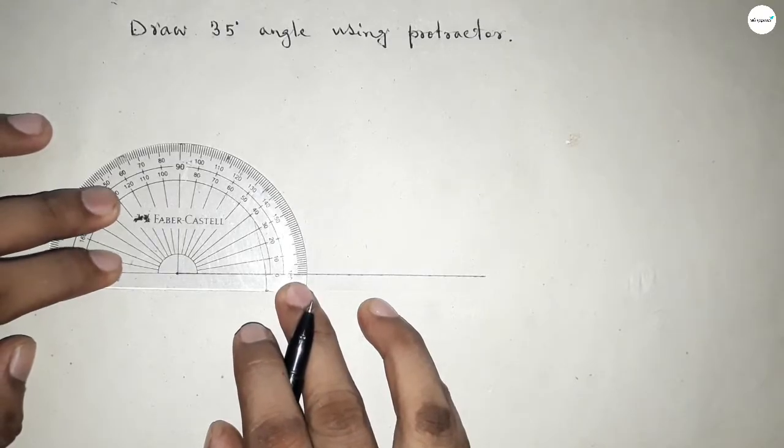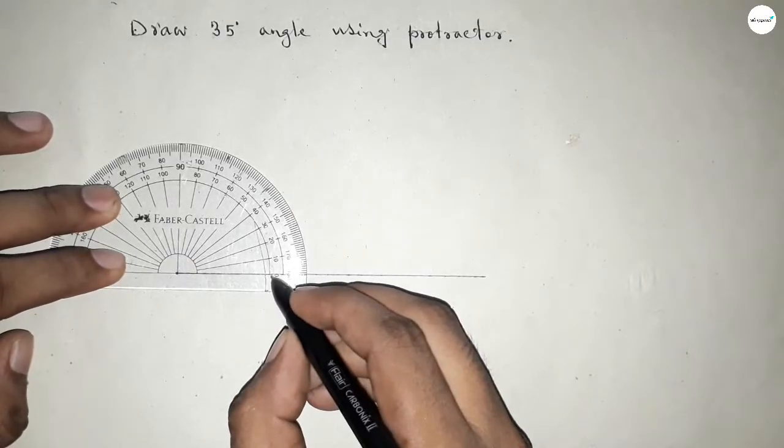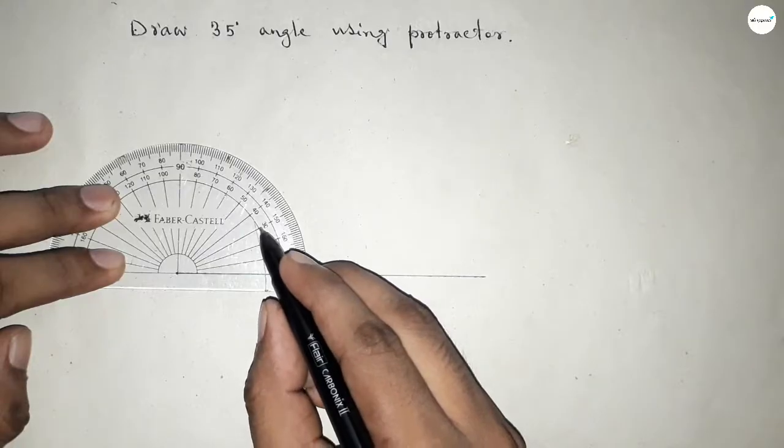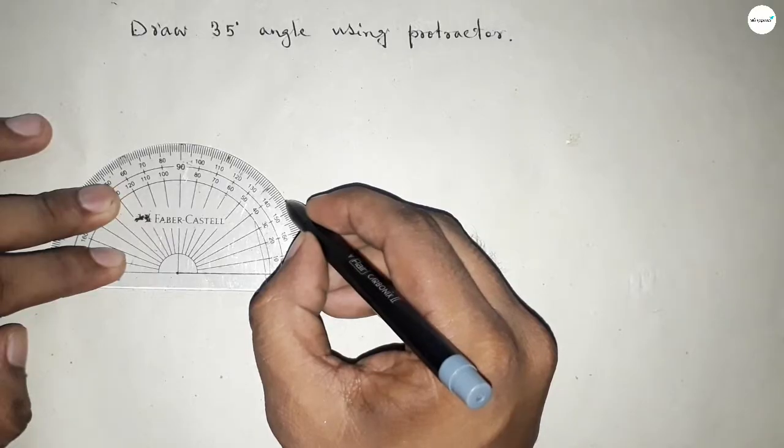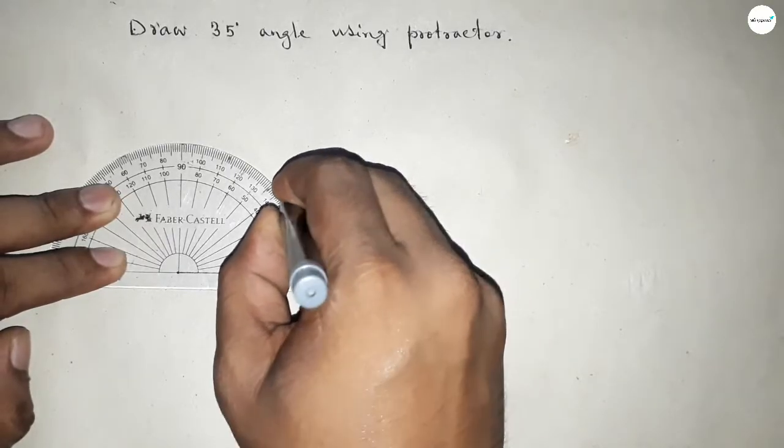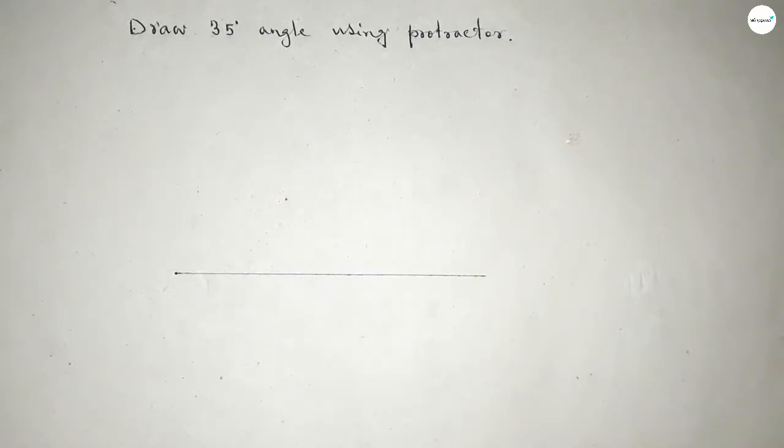Next counting the angle, so this is 0, 10, 20, 30 and 40. So between 30 to 40 we can get 35 degree. So this is the 35-degree angle.